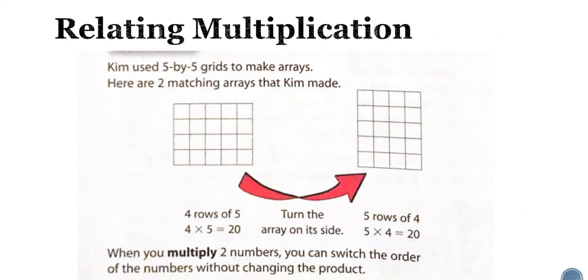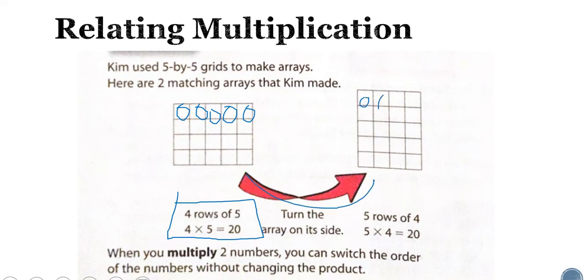It's called relating multiplication. And it's talking about how multiplication sentences are the same. So this is a picture from your actual math textbook, and it shows how when we have the arrays, which you can have as circles, or you can have as squares. It doesn't matter how you draw it. Basically, 4 rows of 5 is the same as 4 times 5. But if you turn it on its side, like they did here, then it becomes 5 rows of 4, which is 5 times 4.